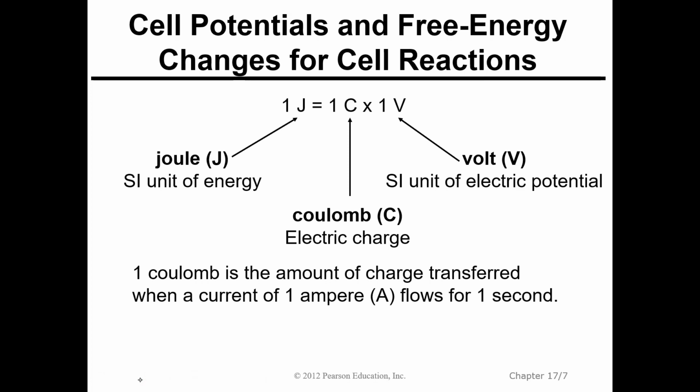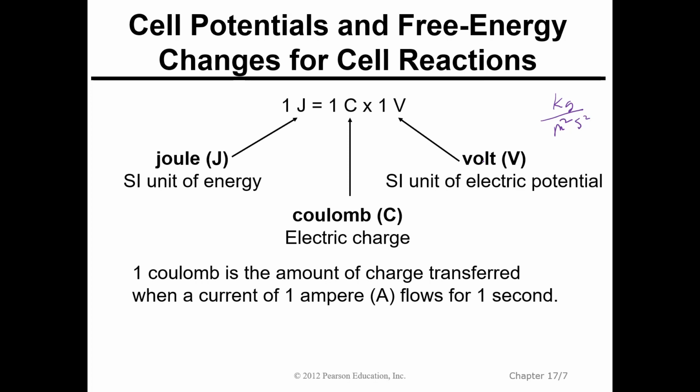So we measure cell potential in terms of energy, and the SI unit of energy is the joule. The joule is actually made up of a couple of other different units. We define the joule in the first part of the semester as kilograms times meter squared per second squared, which is the technical definition of it. But we can also break a joule down into a coulomb times a volt.